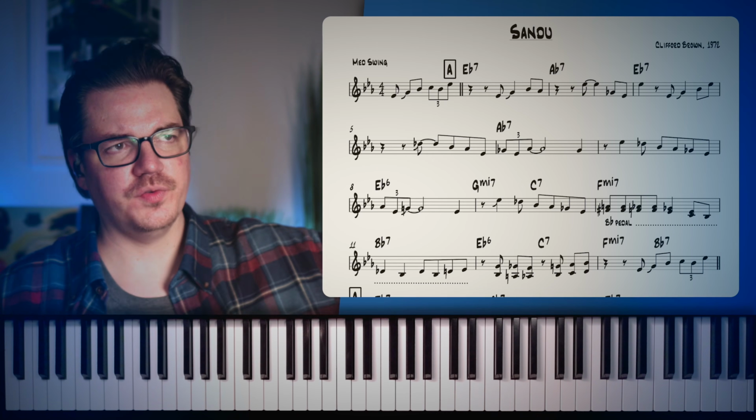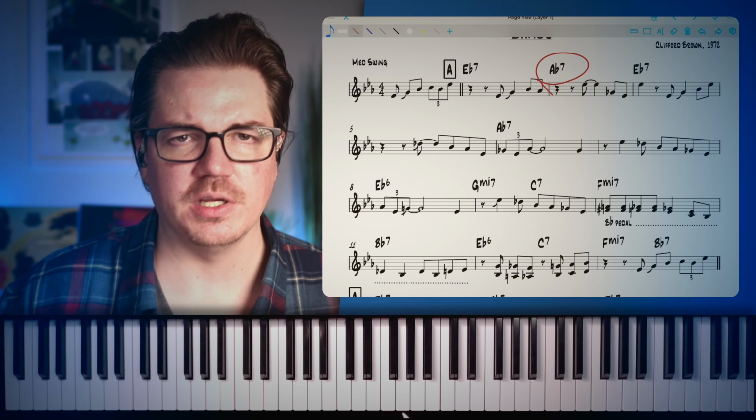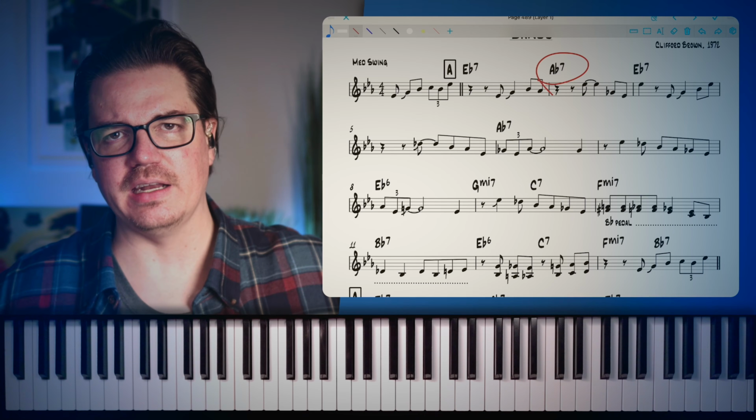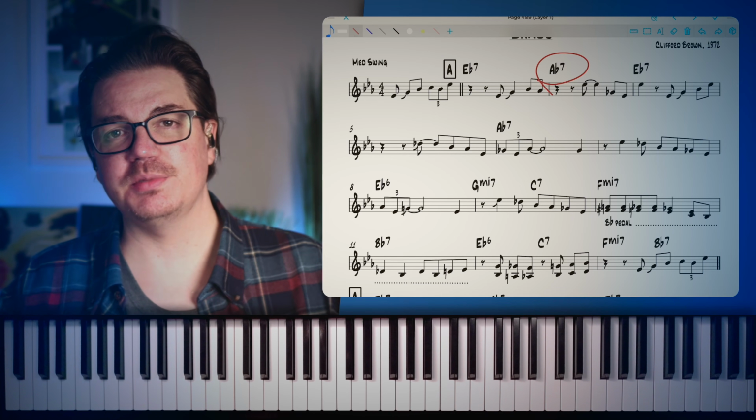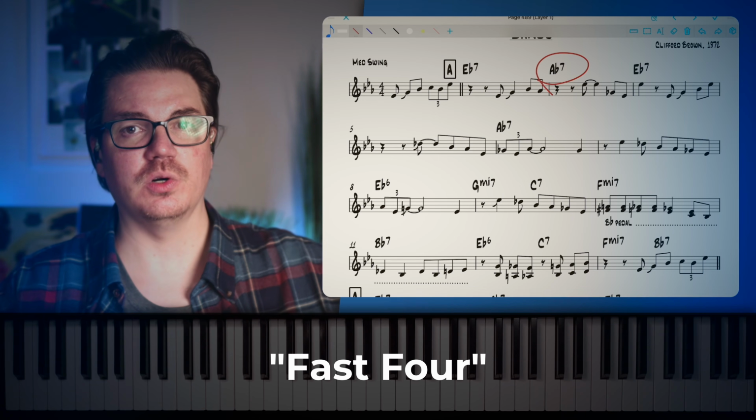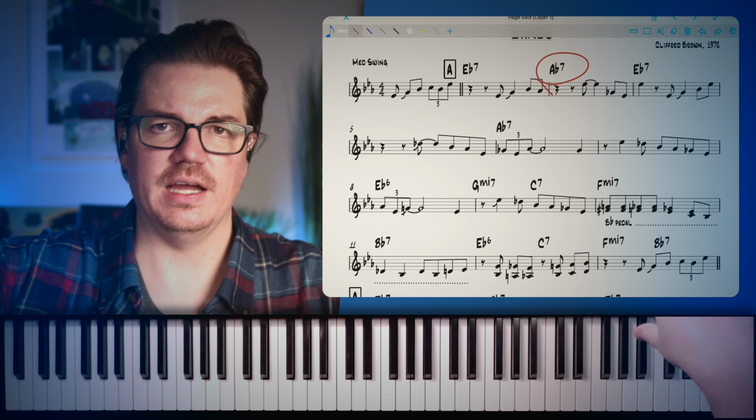This 1 to 4 move here in the second measure has become so common, it's almost blues canon at this point. So if you go to a jam session and you hear them call a fast 4 or a quick change, that's what they mean.